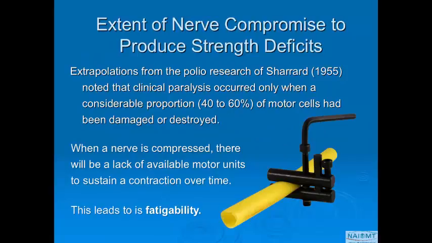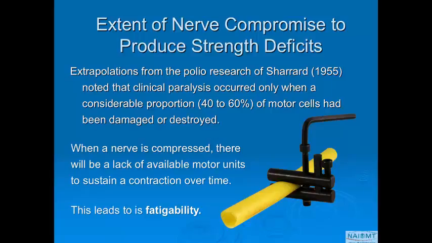How much do we have to squeeze a nerve before it starts to produce strength deficits? This information is extrapolated from the polio research of Sherrard in the mid-50s. He noticed that if the virus attacked less than half of the motor cells in a patient, clinical weakness or paralysis was typically not observed, concluding that a considerable portion, in his estimation between 40 and 60% of motor cells or axons, had to be damaged before clinical weakness could be detected.